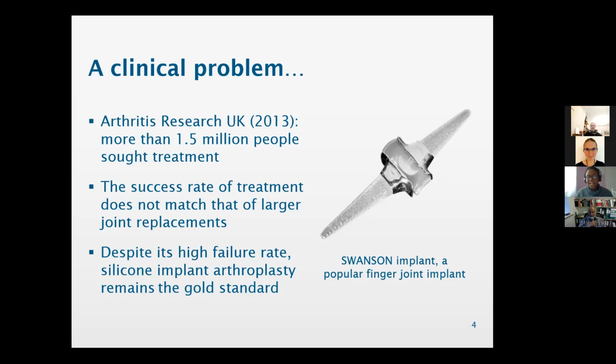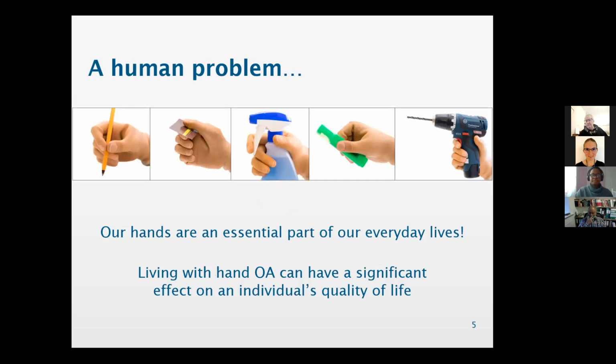On the slide here, we have a Swanson implant, and that's a popular finger joint implant, so a type of treatment. It replaces the joint. But even though it has a high failure rate, it still remains the gold standard. So here again, we have that clinical problem.